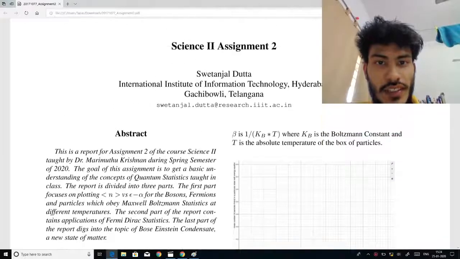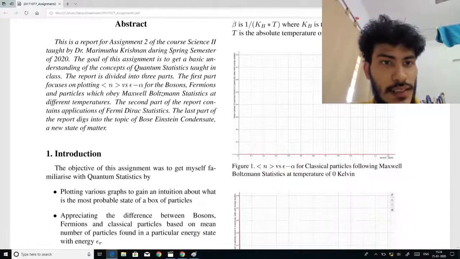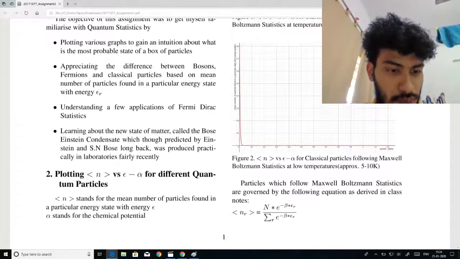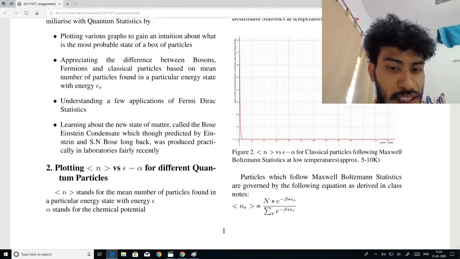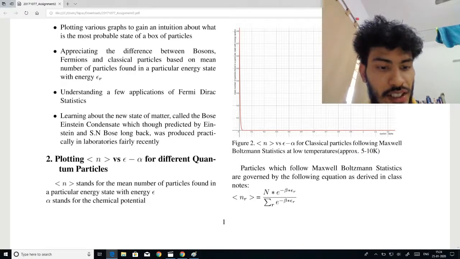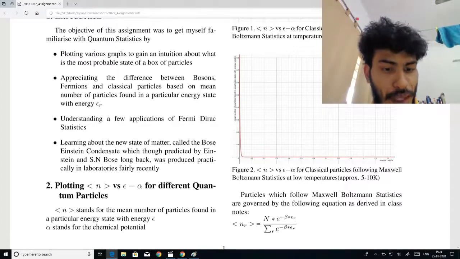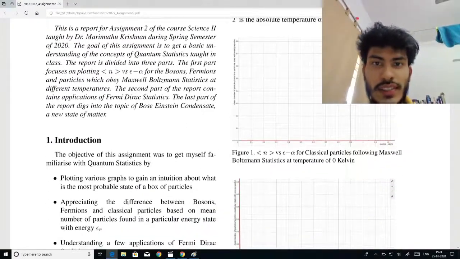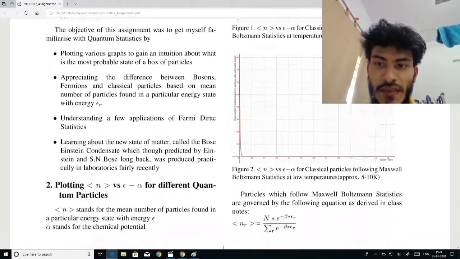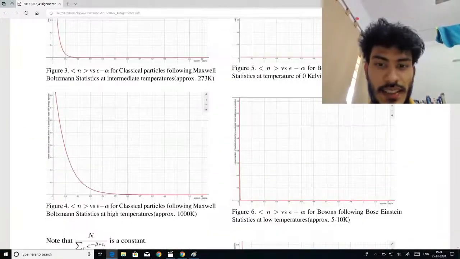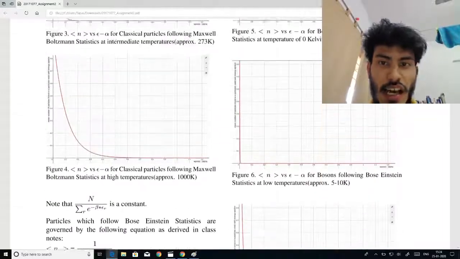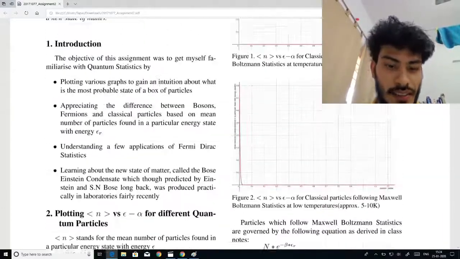So in the first part of the video report, we are going to look at the first question that we did for assignment 2. The first question involved plotting the mean number of particles found in a particular energy state with energy epsilon and epsilon minus alpha. We are going to look at the details of what these symbols mean, and then we plotted these, and then we have made some simple observations regarding these quantum particles.